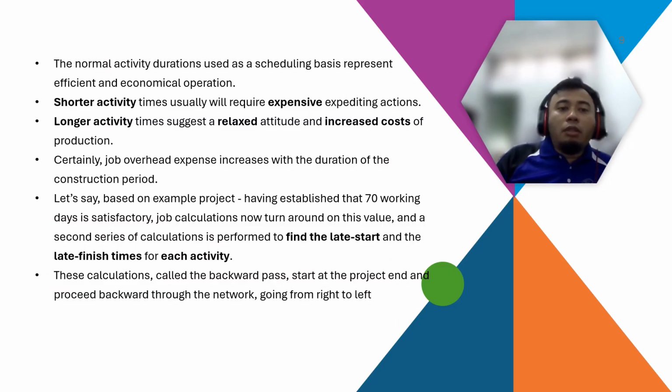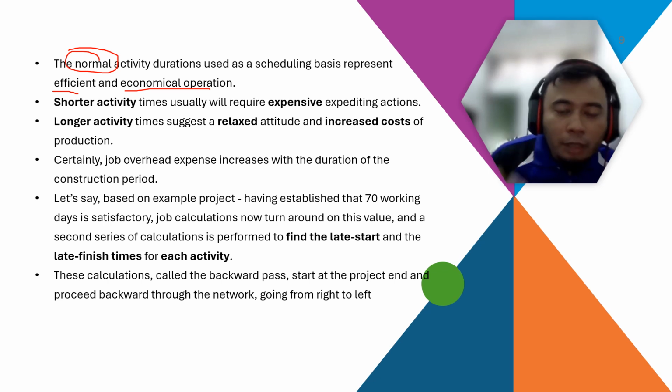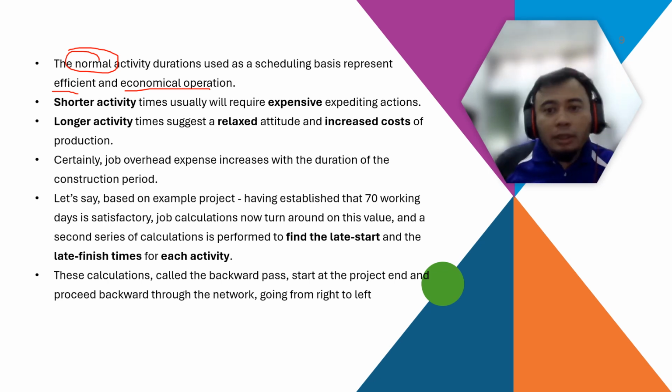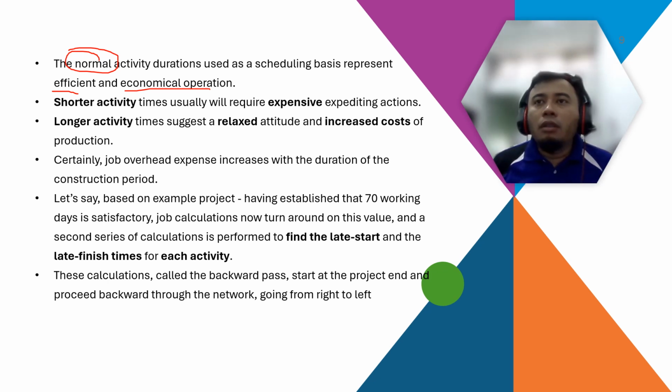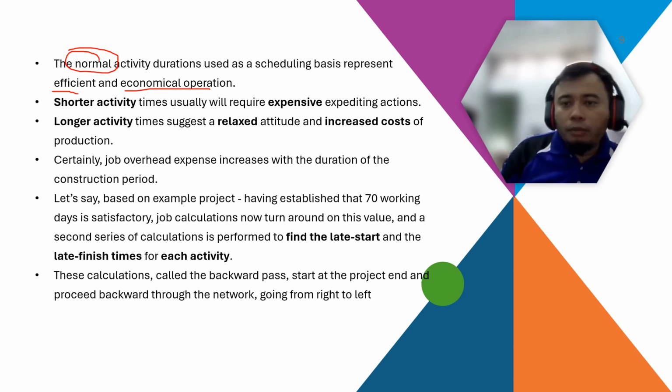So normal activity durations used as scheduling basis represents the most efficient, most economic normal activity we assume. So you should not estimate your duration the fastest or the longest duration, you should estimate the duration based on the most optimum days required to complete the job. Not too short, not laid back, not strict, not a very tight schedule.